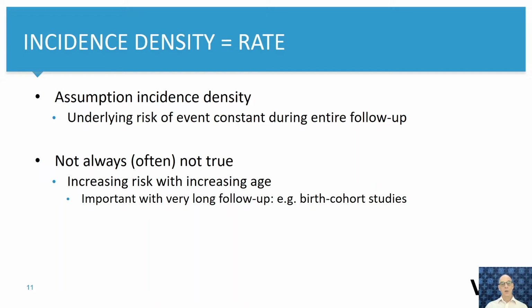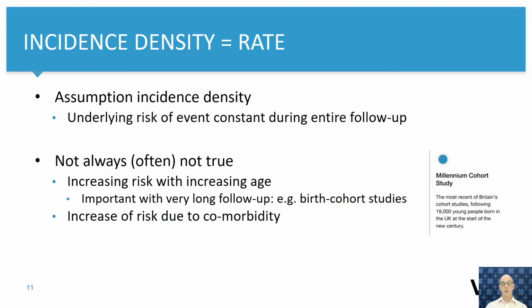For many occurrences, there's an increasing risk with age. And that is especially important when we are dealing with very long follow-up, those so-called birth cohorts, where they follow up everybody born in a certain year or a group of years. An example of that is the long-running Millennium Cohort study. We also know that the risk can change suddenly due to comorbidity. For example, the risk of tuberculosis for somebody increases massively when that person becomes HIV infected.